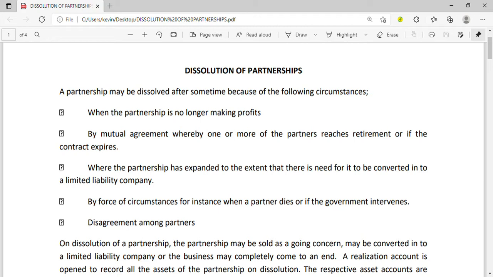In this video we are going to be talking about dissolution of partnerships. Dissolution is something like winding up. A partnership may be dissolved after some time because of the following reasons. A partnership may be put to an end because of the following reasons.